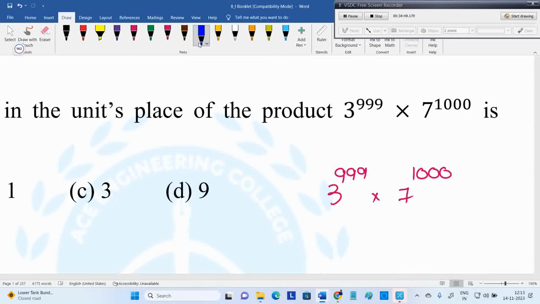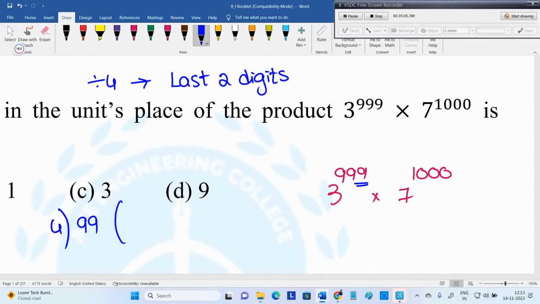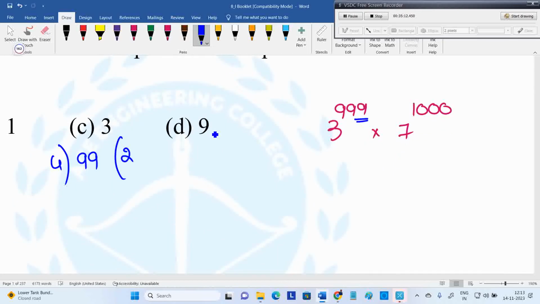And in fact, one more shortcut: when you want to divide by 4, the last 2 digits are sufficient. No need to take the big number and waste your time. Here 99 is sufficient. When you divide 99 by 4, 4 times 24 is 96, so 3 is the remainder. This will be 3 power 3. No, sir, I'll take 999. You do that also, you'll get 3 only as the remainder. For 1000, the last two digits 00 are exactly divisible by 4, so the remainder is 0. Okay, so I'll write 7 power 4.